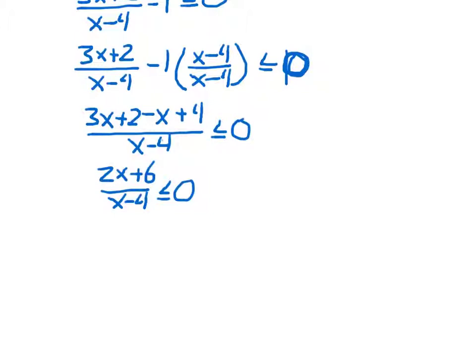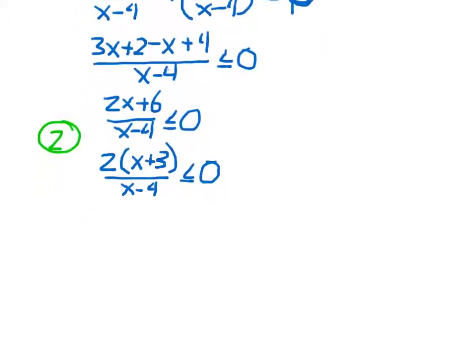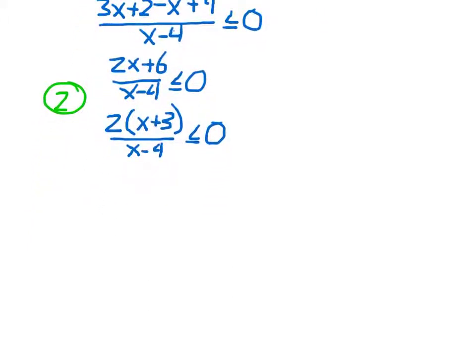And to fully factor, I take out a 2 on the top, so I am left with 2 times (x + 3) over (x - 4) is less than or equal to 0. Now I'm fully factored, and that was really only step 2. But once I have that, I can draw my sign diagram. Right, this is step 3.